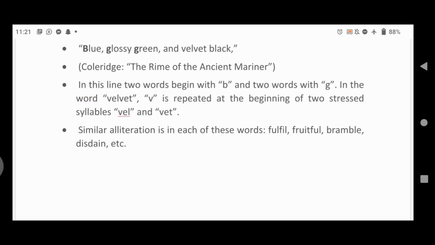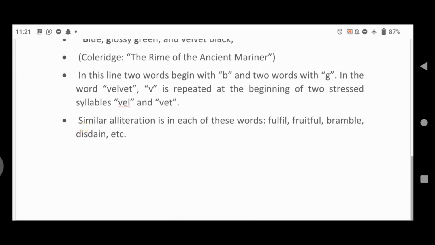Now, you can also see in words, many words in our daily routine are the examples of alliteration. Fulfill, fruitful, bramble, disdain, for example, zigzag, shipshape, riff-raff. These are all the examples of alliteration.